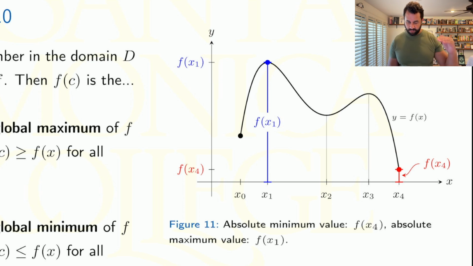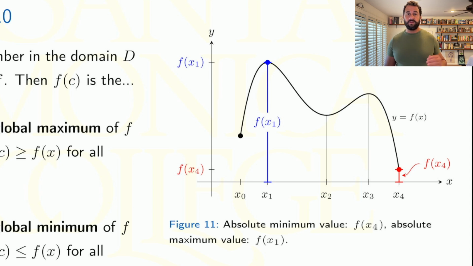The highest possible point, and you can see it quite literally here, right? This is the highest possible point, f of x1. So that's what we call the absolute maximum value of f, the output where f of x is the highest. Then you can contrast that with the absolute minimum value, which is occurring right here. It's f of x4 in this case.